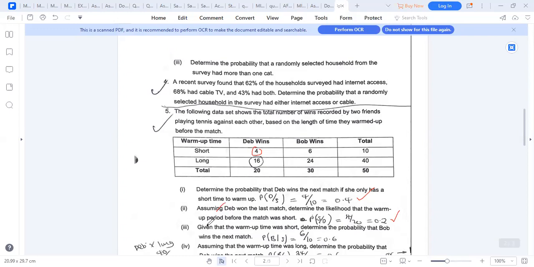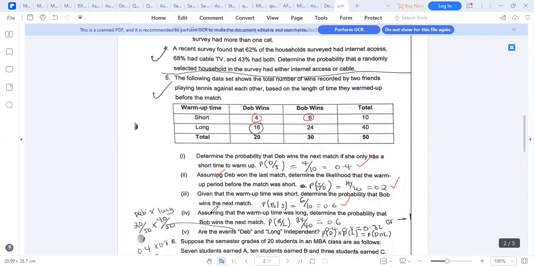And here it's clear: given warm-up was short, so given short, find Bob. So Bob will go on top. Where do Bob and short meet? They meet at 6, but the total for the bottom guy, short, is 10. So 6/10 is 0.6. Assuming the warm-up was long, so given long, find Bob. Bob goes on top. You go where Bob and long meet. They meet at 24, but the total for long is 40. So 24 over 40, which is 0.6.